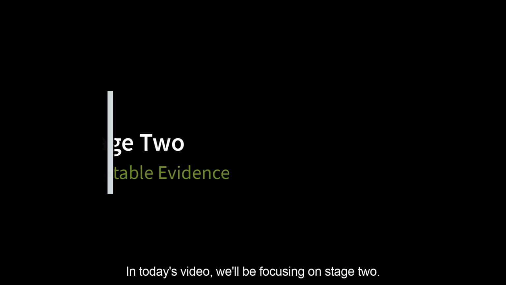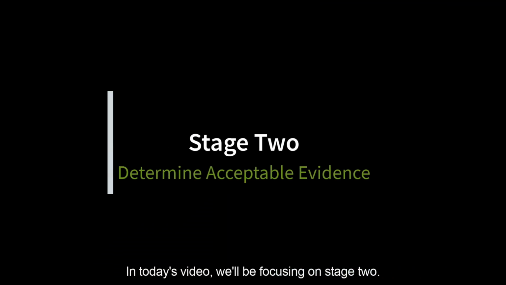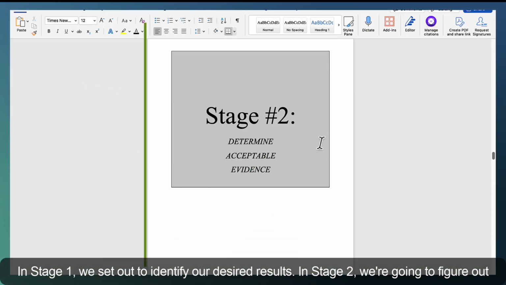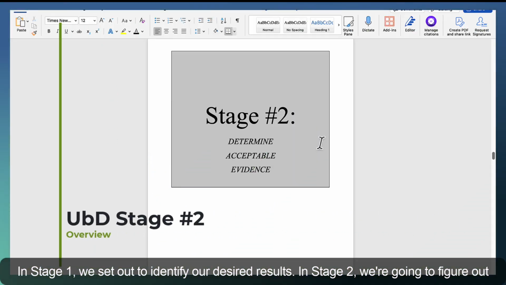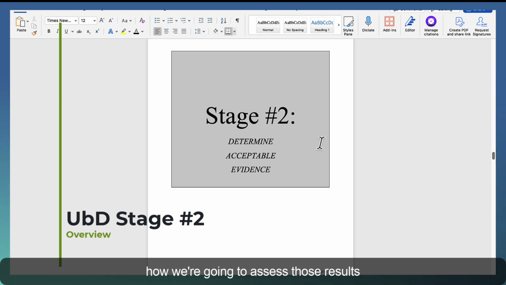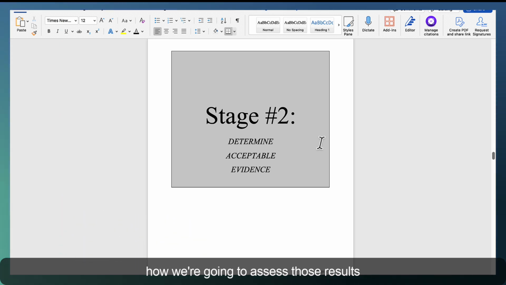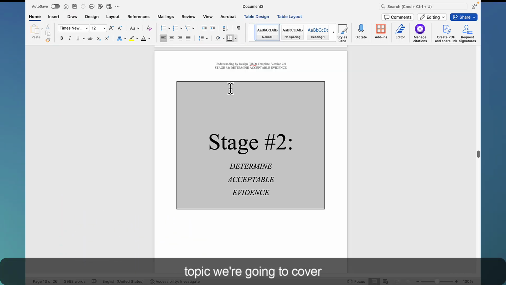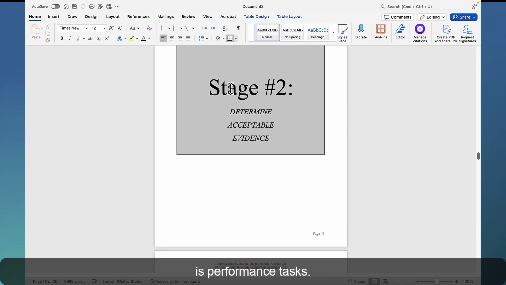In today's video, we'll be focusing on Stage 2. In Stage 2, we determine acceptable evidence. In Stage 1, we set out to identify our desired results. In Stage 2, we're going to figure out how we're going to assess those results. The first topic we're going to cover is performance tasks.